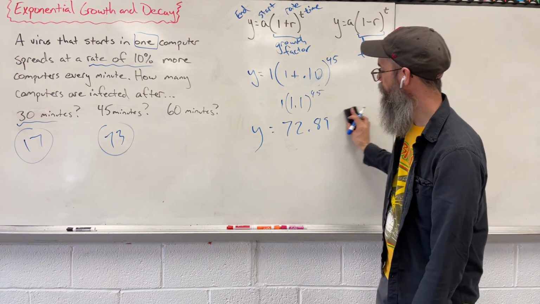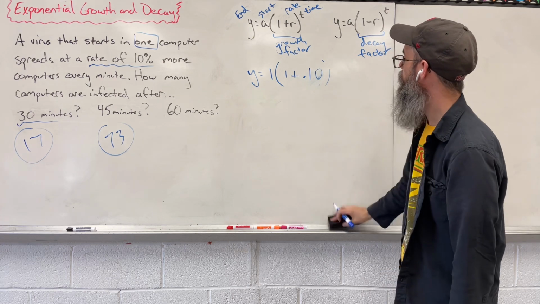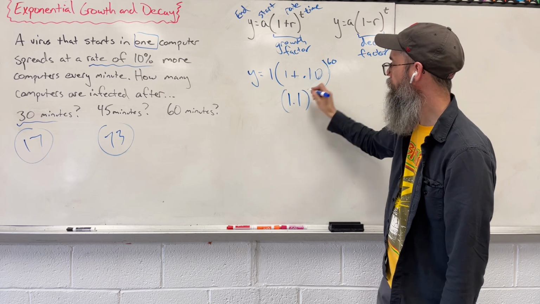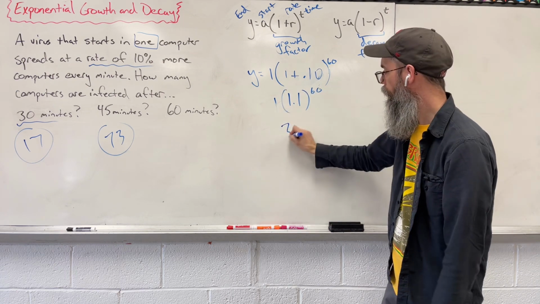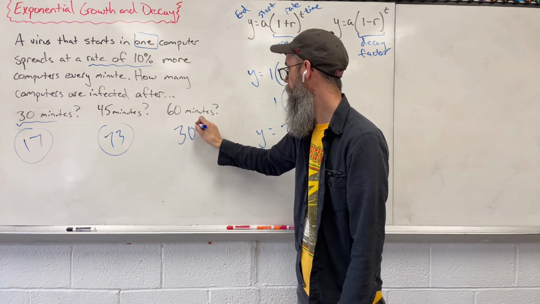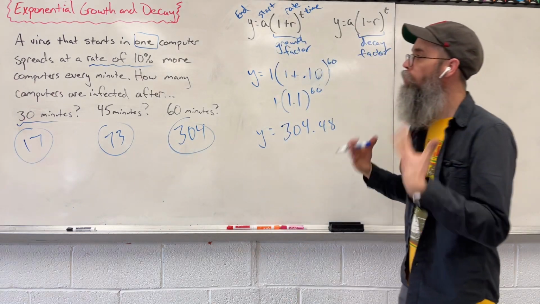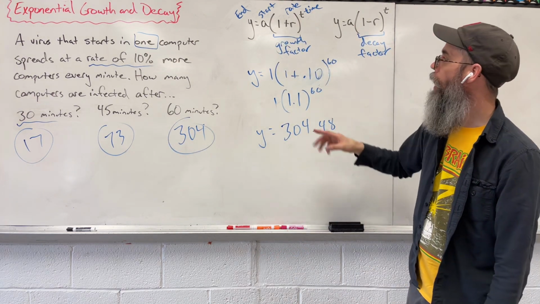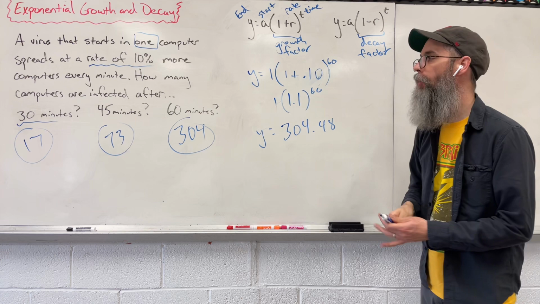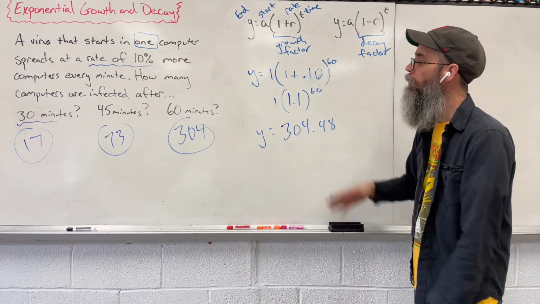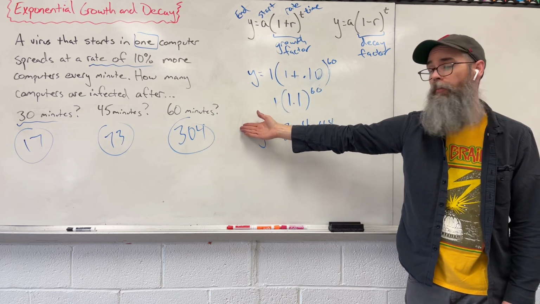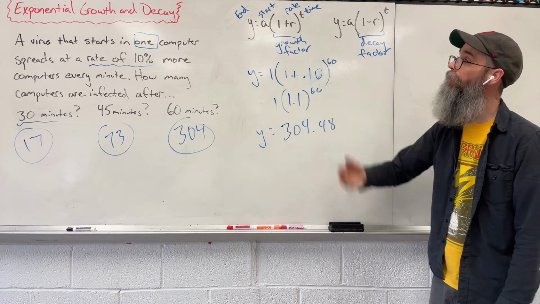And then lastly, do this again with 60 minutes. 1.1 raised to the 60th power is going to give us 304.48. 304 computers. So now we can only use these problems when we're moving at a consistent rate each time. Otherwise, we got to dip into a different formula. But exponential growth and decay, sometimes you might be asked more than one question at times. Let's make sure we answer all of them. And that is exponential growth and decay.